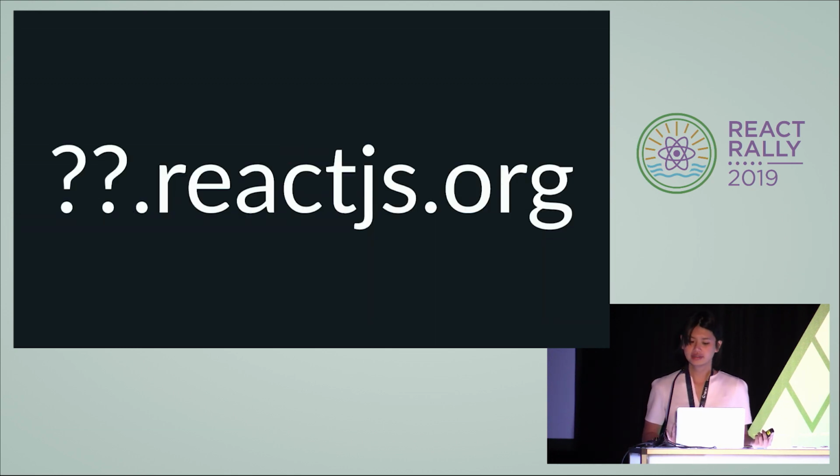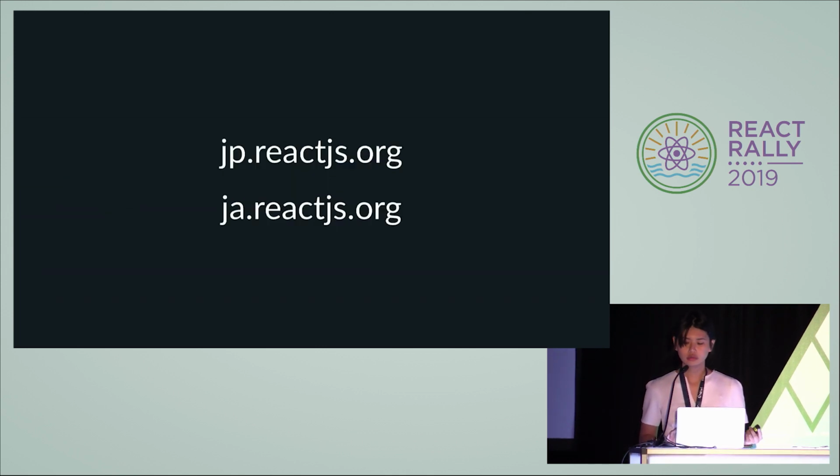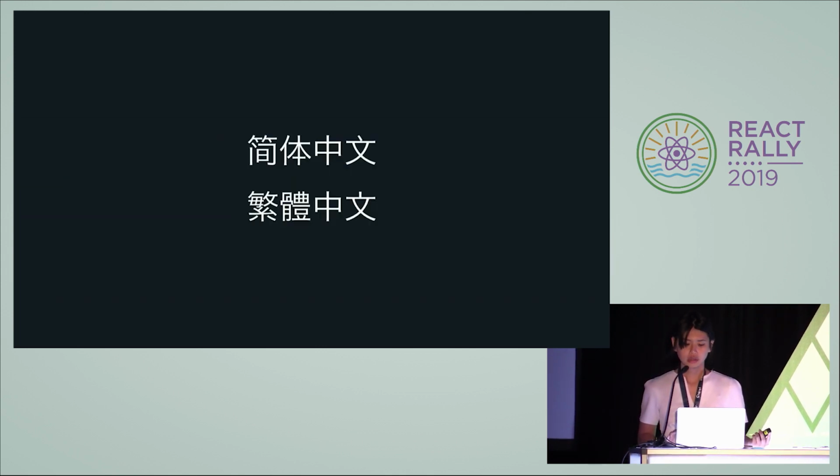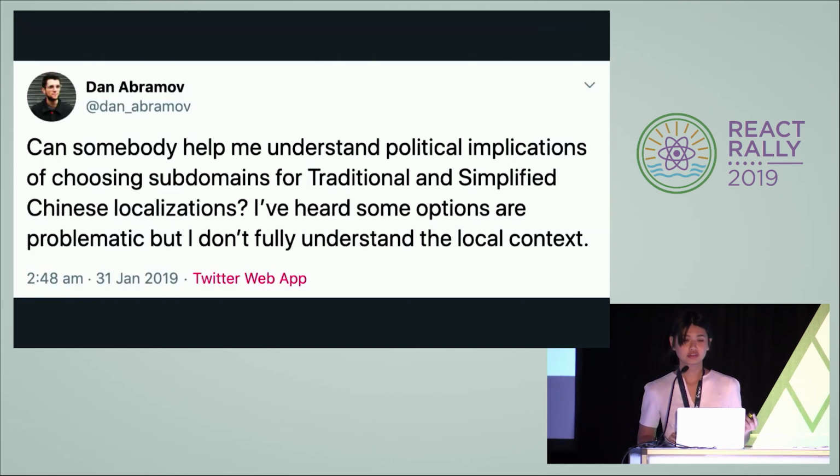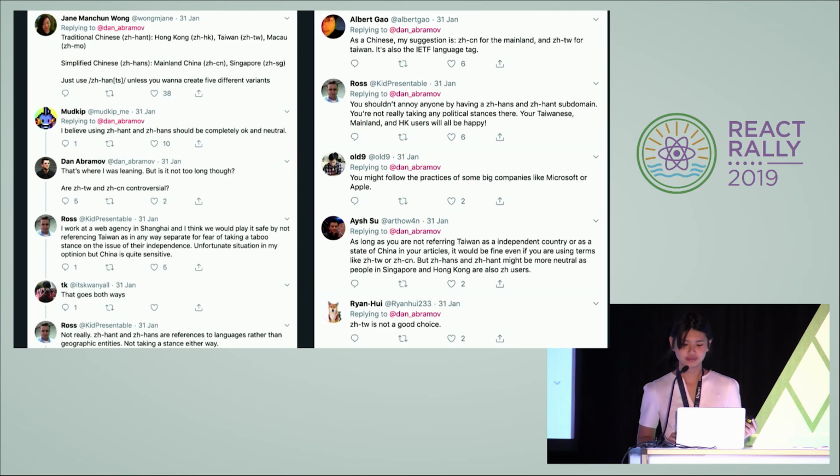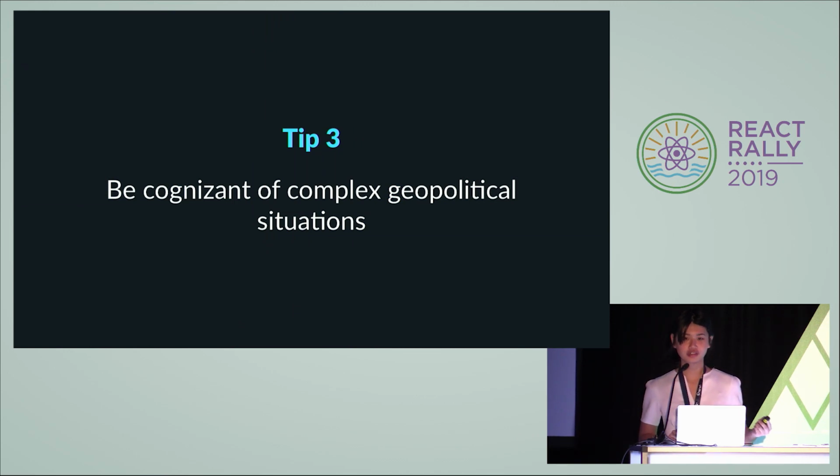Another question that we had is, what do we call the different subdomains? Should it be JP or JA for Japanese? How do we differentiate between simplified Chinese, which is used in mainland China and Singapore, and traditional Chinese, which is used in Taiwan, Hong Kong, and Macau? Dan posted a tweet asking for advice on this. We got a lot of sometimes heated replies, which is why my next tip is to be cognizant of complex geopolitical situations.